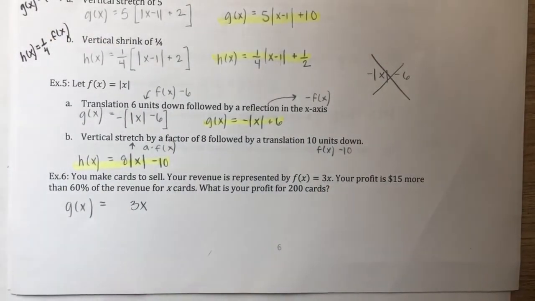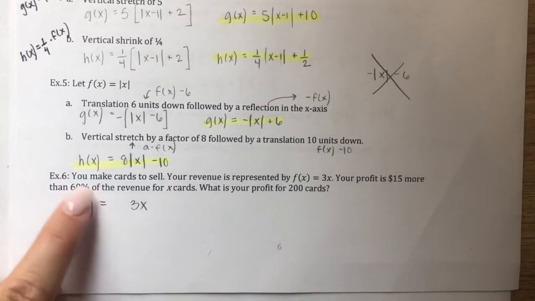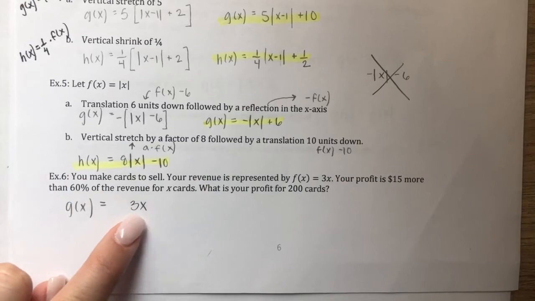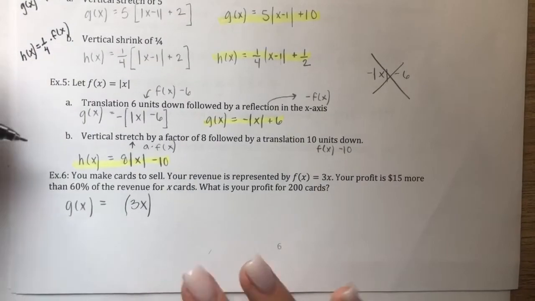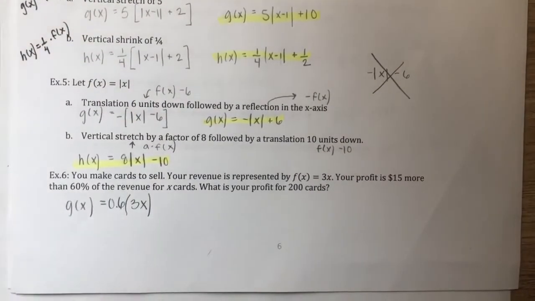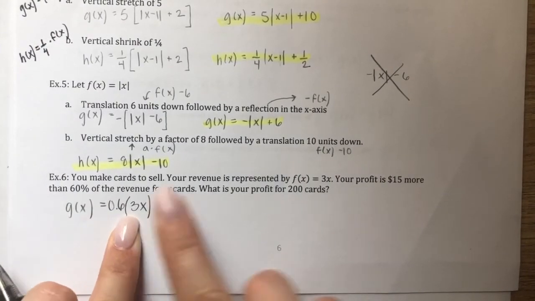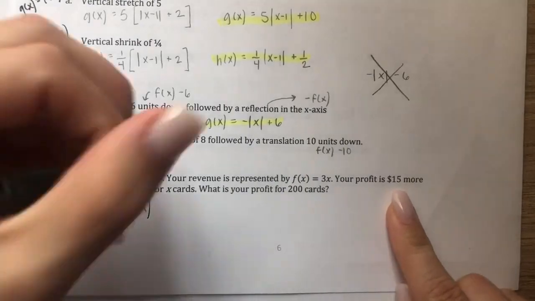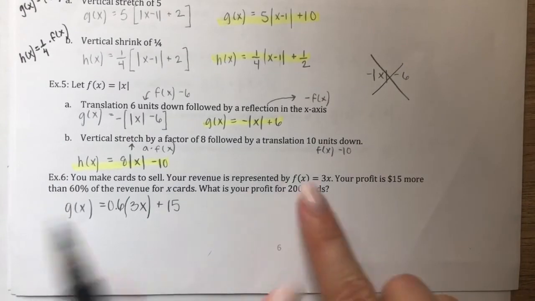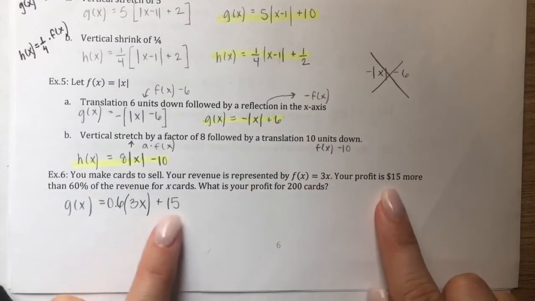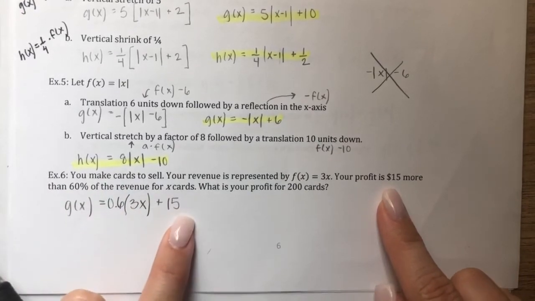So that's our revenue, and then we're basing our profit on it, saying our profit is 60% of the revenue. So we'll say 60% times 3x. And remember, if I'm putting 60% inside the function, I need to change that to a decimal, so 0.6. So 60% of our revenue, and then $15 more than that, so plus 15. And then one more time, our revenue was 3x. Our profit is $15 more than 60% of our revenue, so 60% of our revenue plus 15.